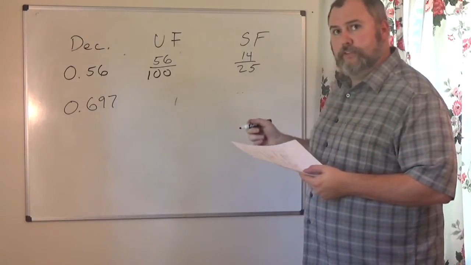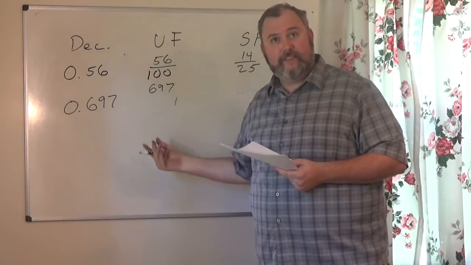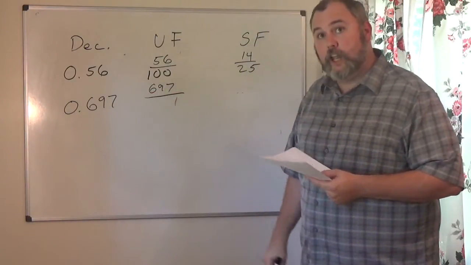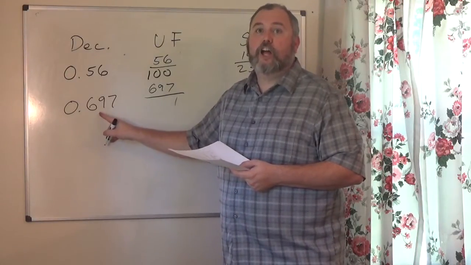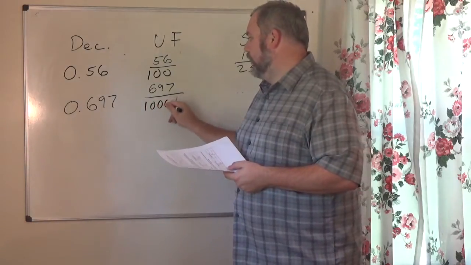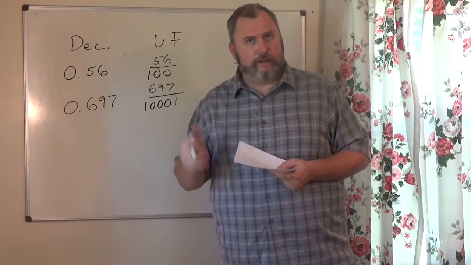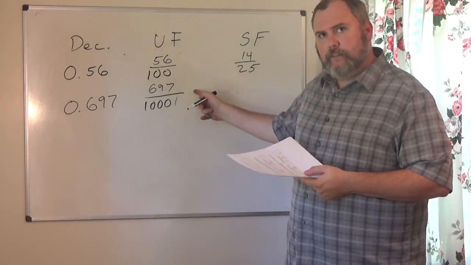All right, so same procedure. We're going to do 697 because those are the digits to the right of the decimal. We're going to put it over the last place value. Well, this is the thousandths. All right, over 1,000. And you probably hear my baby screaming in the background.